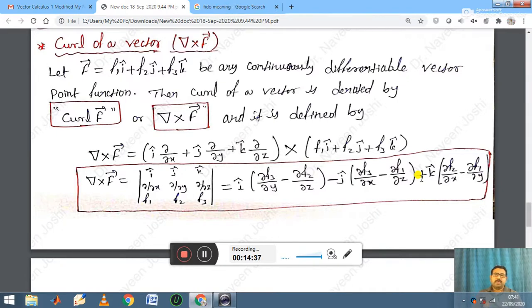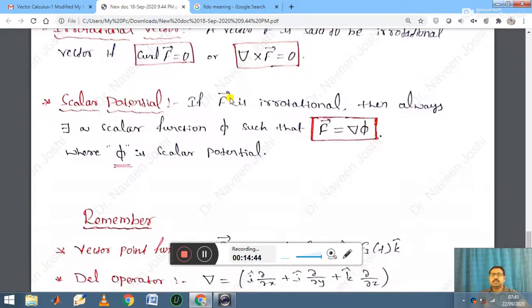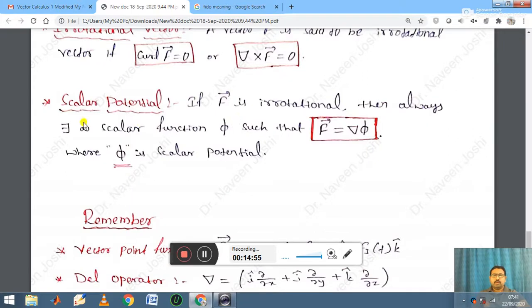Similarly, when the del cross f value equals 0, that is the definition of an irrotational vector. A vector f is said to be irrotational if curl of f equals 0, or del cross f equals 0. Then one more last definition we need to understand: scalar potential. Sometimes they ask to find the scalar potential for the given data.